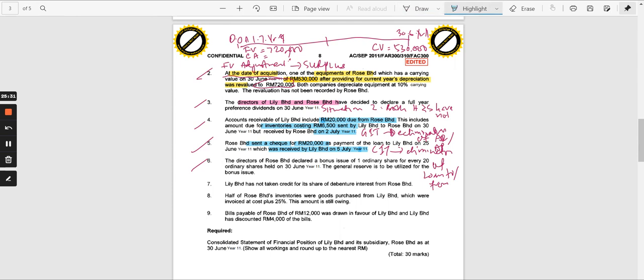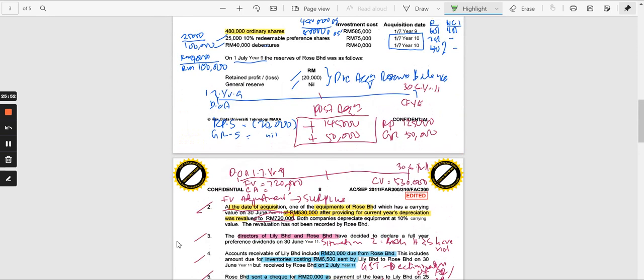So for bonus issue, okay, you are informed that Rose is the one that declared bonus issue 1 ordinary share for every 20 out of the general reserve. So general reserve is the one to be utilized. Bear in mind, the general reserve has zero balance. If you look at here, it has a zero balance here. So general reserve here, if you check, there is no balance on the date of acquisition.